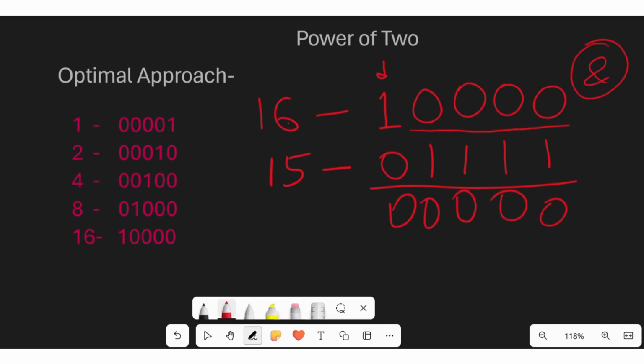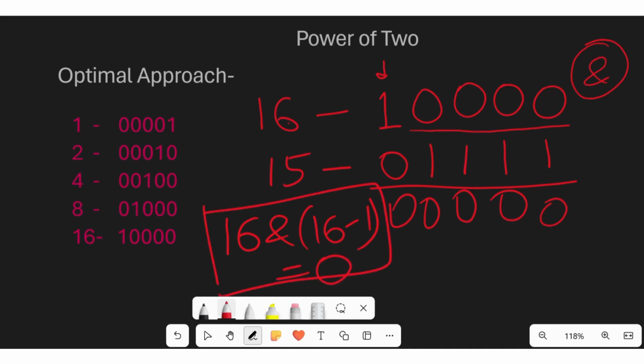So this is how we are going to solve this problem. We will apply the AND between the number and its preceding number, and if we get 0, then it is a number which can be represented as 2 to the power n. The time complexity in this case will be big O of 1. So let's try to code for this.